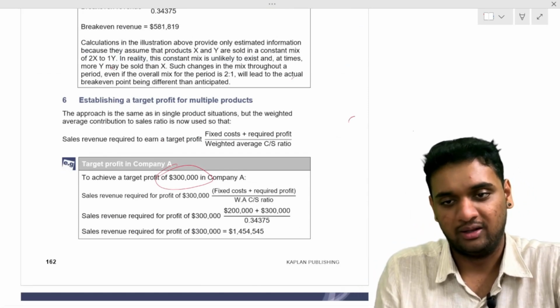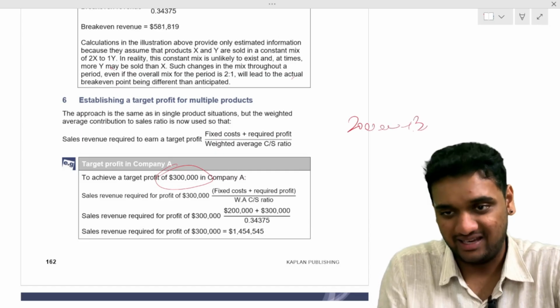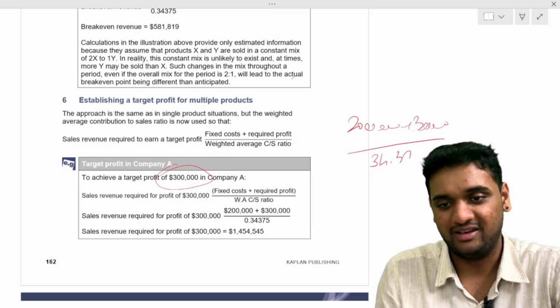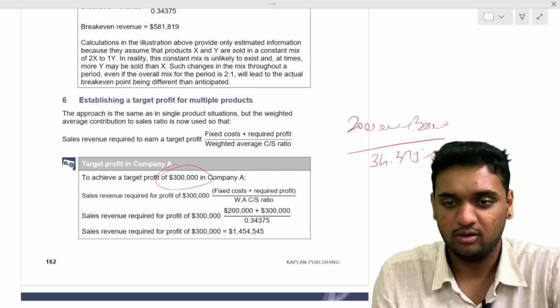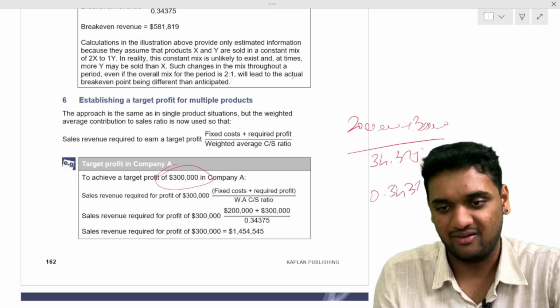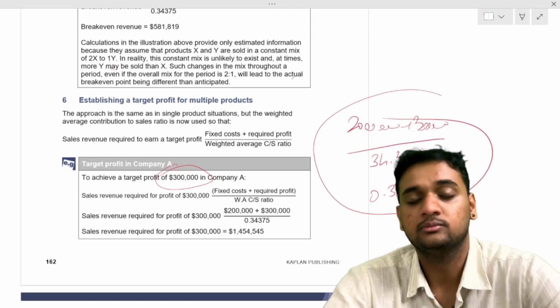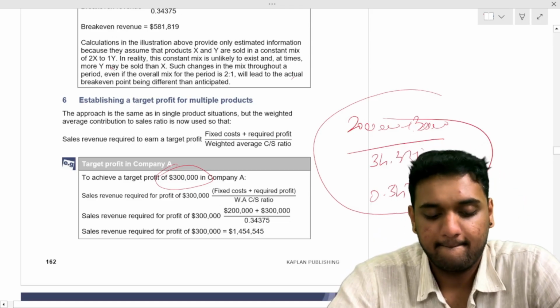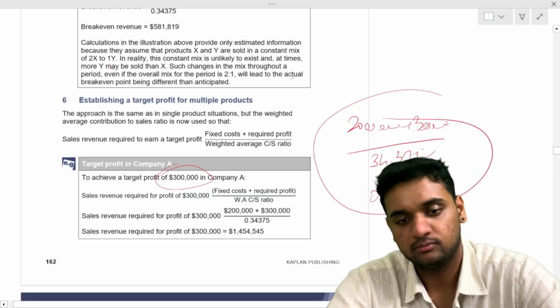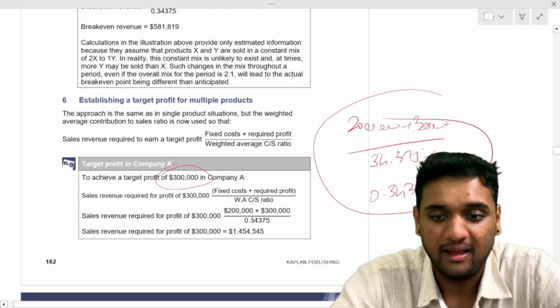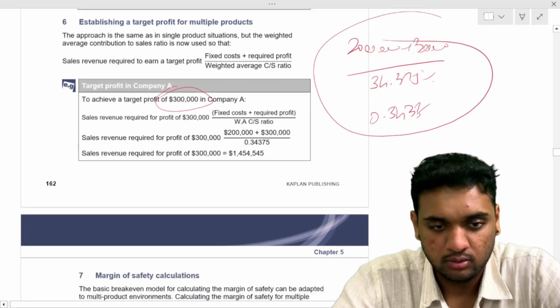Understood, all of you? 2 lakhs plus 3 lakhs divided by your weighted average CS ratio, that is 34.375%. Like this you have to put, or 0.34375 also you can put. You will get the same answer only. Ready? Understood?